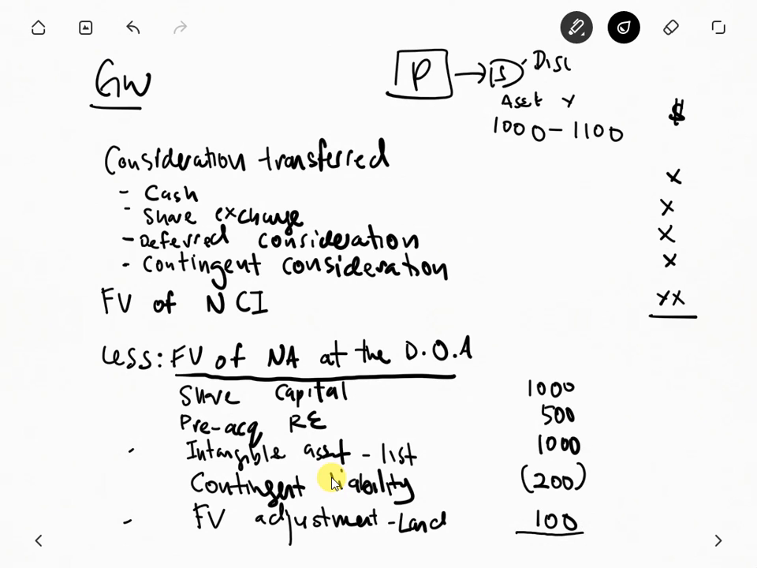Underline, it will be 2,004, and let's say this is 3,000. Therefore, my goodwill is 600.